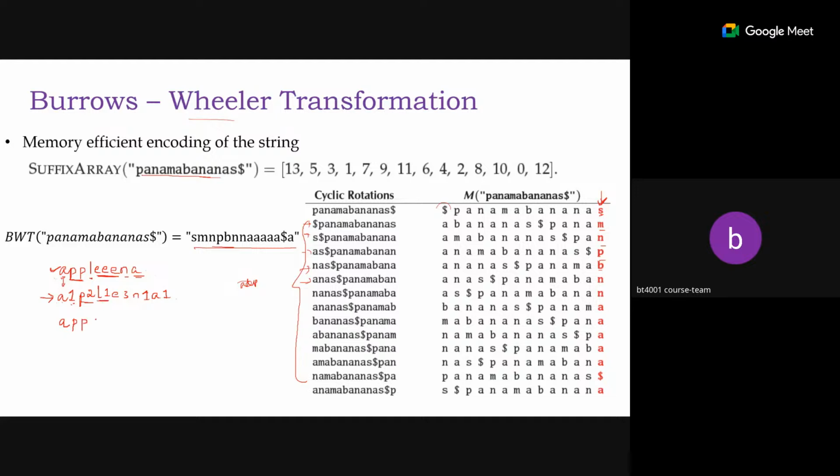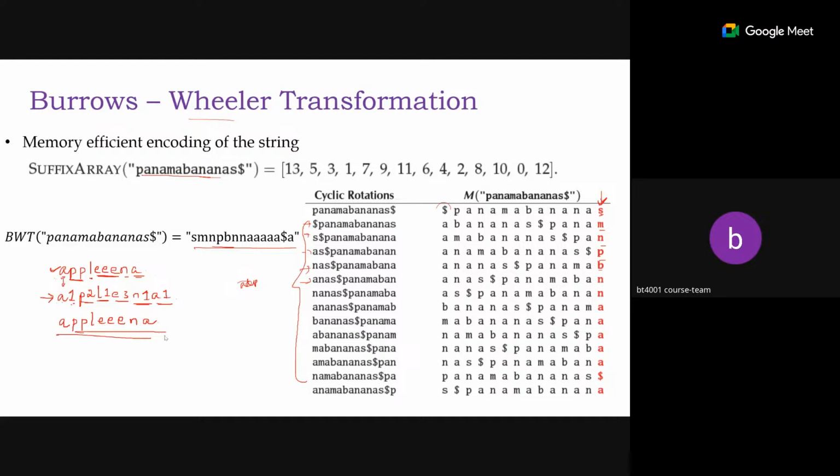Then I have L1, so L is occurring once. Then I have E3, so E is occurring three times. So I put E three times. Then N is occurring once, so I put N one time. Then A is occurring once, so I put A one time. Okay, so this is what is called run length encoding.